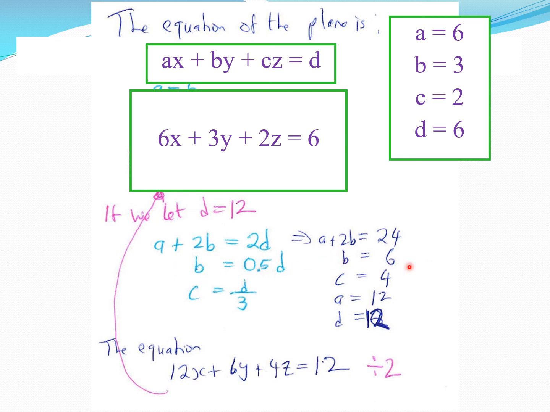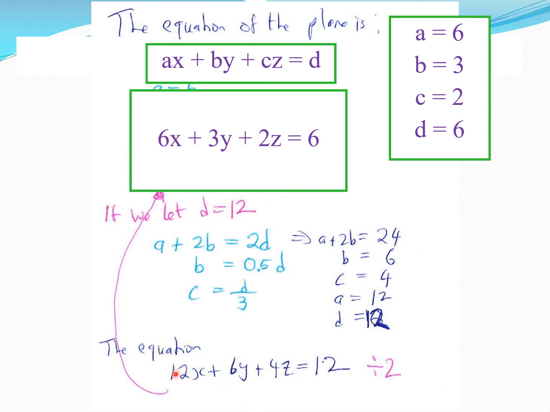So b is half 12, which is 6. C is d over 3. 12 over 3 is 4. C equals 4. So just looking back then, if b is 6, 2 6s are 12. A plus 12 is 24. So a is equal to 12, and we chose d to be equal to 12. So substitute those values back into the a, b, c, and d, and what do you notice? We get 12x plus 6y plus 4z equals 12. So that's the new equation that we got when we picked the value of d.